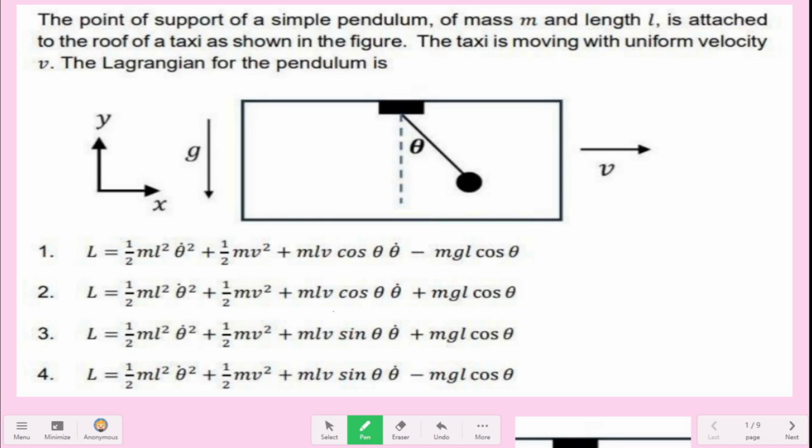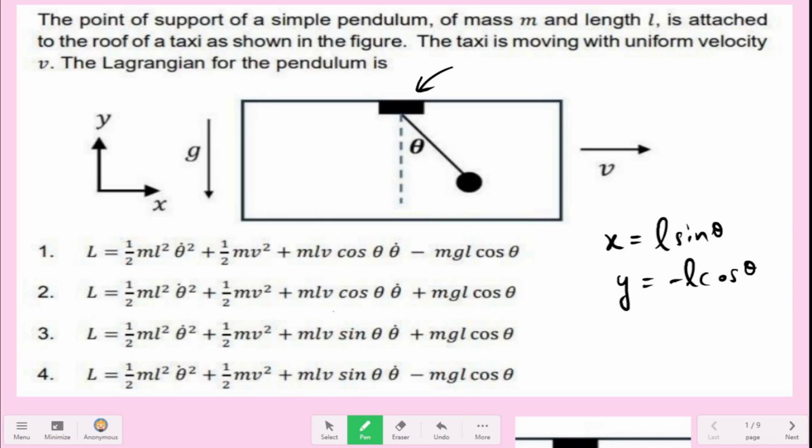For a pendulum with the point of suspension at rest, the x coordinate is given by L sin theta, and the y coordinate is given by minus L cos theta. But here we have a point of suspension which is moving with velocity v, because the taxi is moving with velocity v. Since the taxi is not accelerating, we do not have to consider fictitious forces. It is only moving with the uniform velocity.